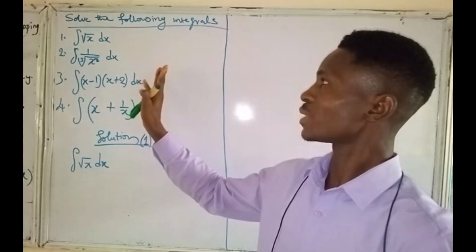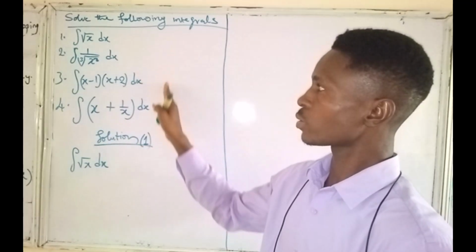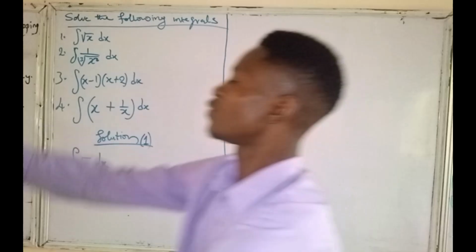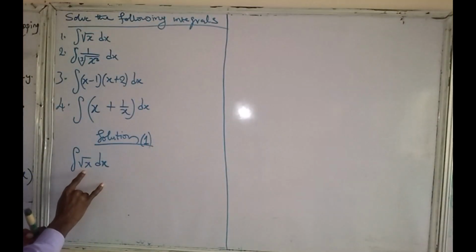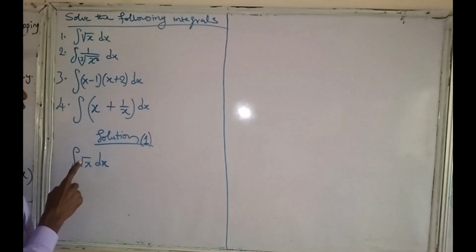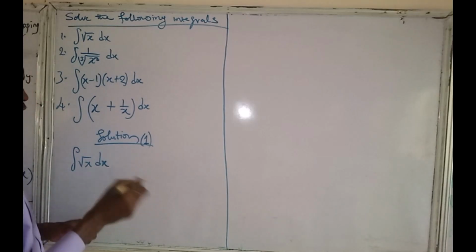Miracle. We started with integration in our last video, so these are just more examples to handle. From the first question here, we have the integral of the square root of x dx. So how do we do this?